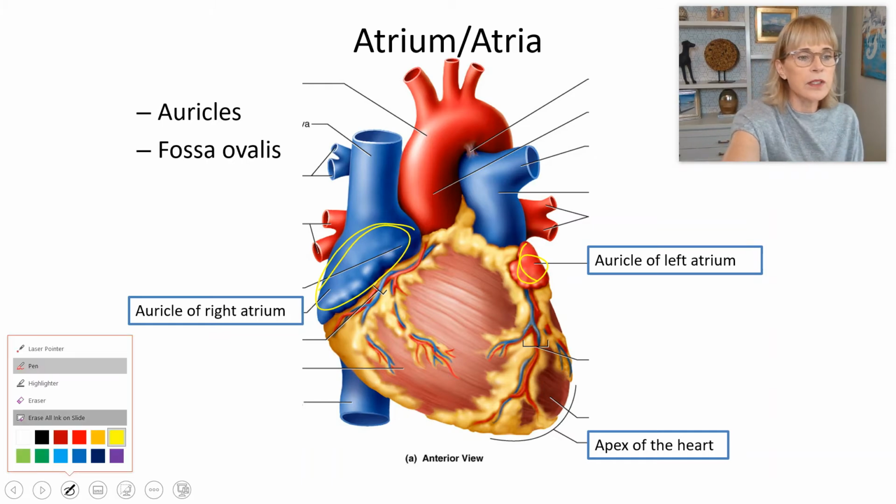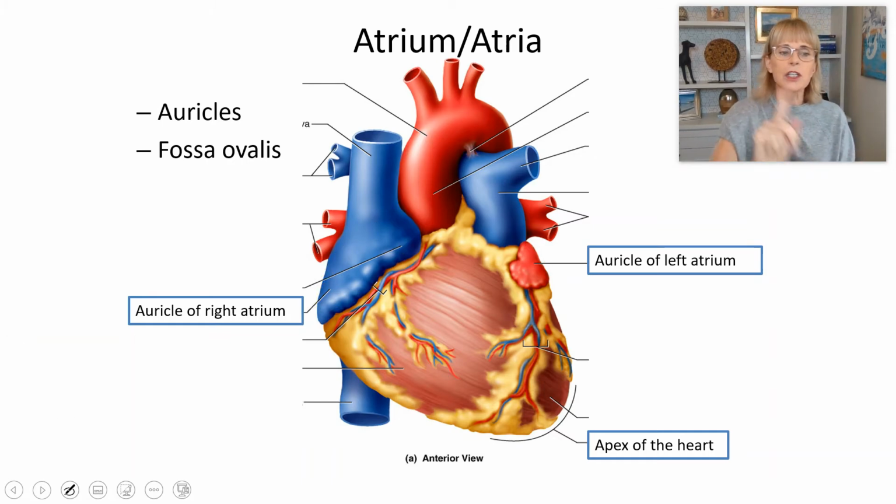Now, one of the things that I wanted to show you on this is the auricle. Do you remember when we did the parts of the ear? This part of the ear is called the auricle. Well, early anatomists thought it looked like this part of the heart had ears on it. Those ears are actually very interesting, particularly for blood clotting problems, but that's another digression.